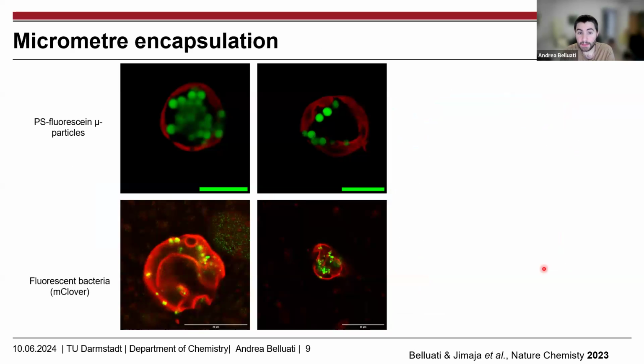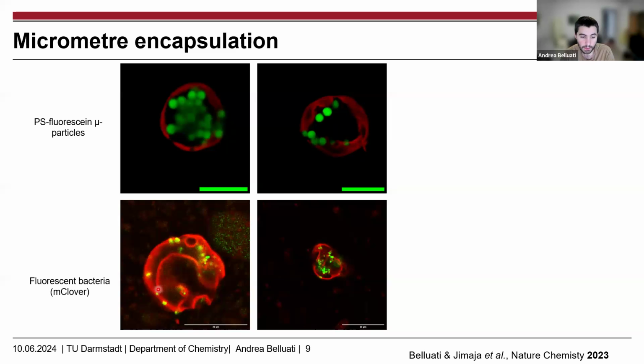If you look at the encapsulation of micrometer objects, you can encapsulate polystyrene microparticles, roughly 2 micrometers in diameter. You can see that you do have encapsulation, even though now the interactions during the self-assembly sort of influence also the shape of these vesicles.